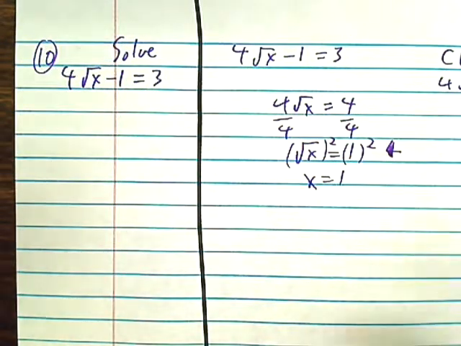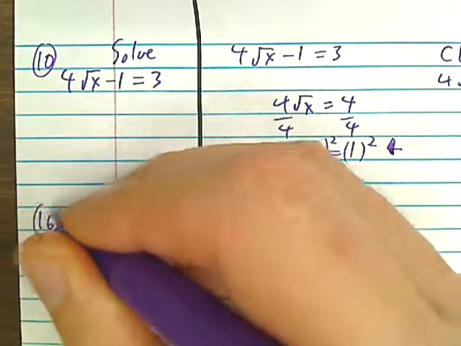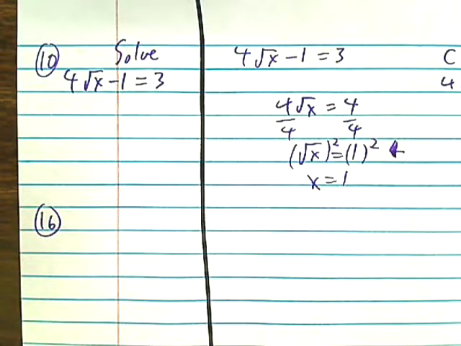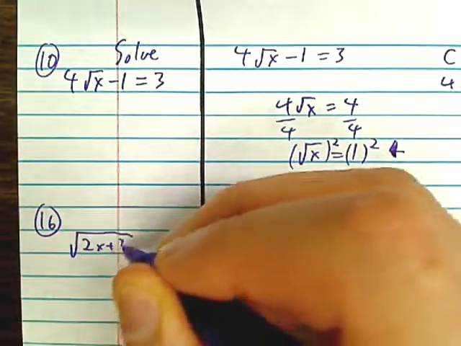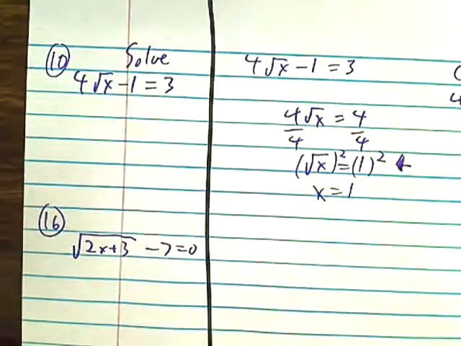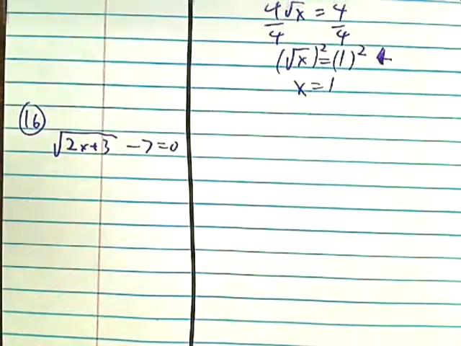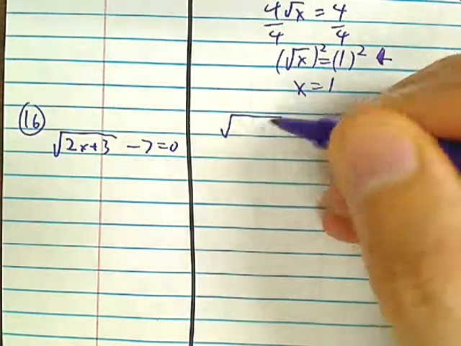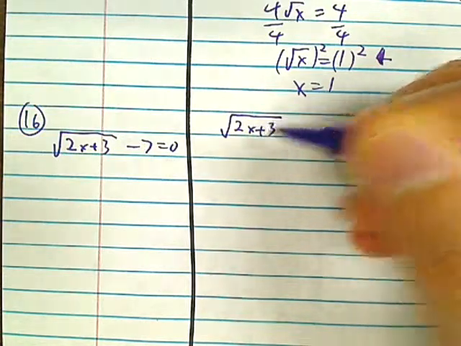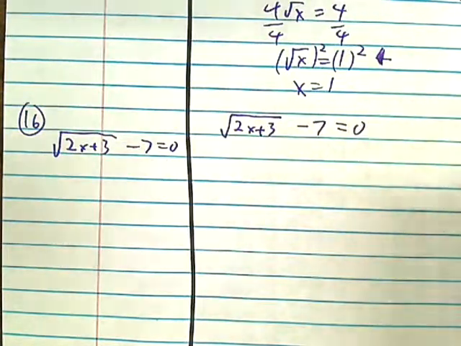We're going to do 2 more. Number 16 is next. Number 16: square root of 2x plus 3 minus 7 equals 0. And go ahead and give that a shot. Solve for x. Pause. Okay, we're back. Let's see. The square root of 2x plus 3 minus 7 equals 0.